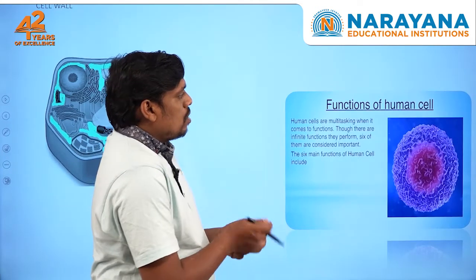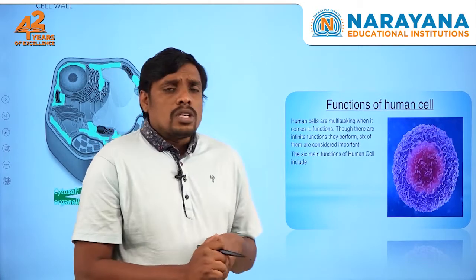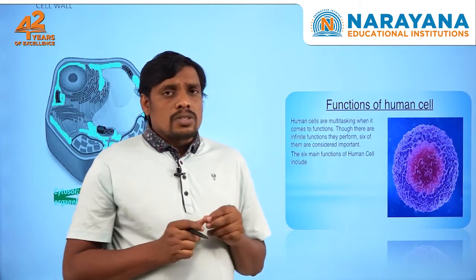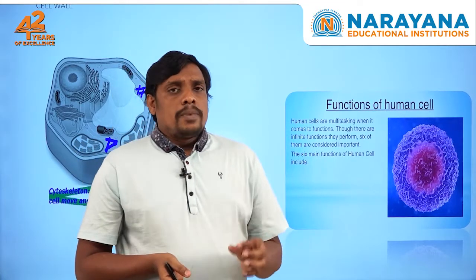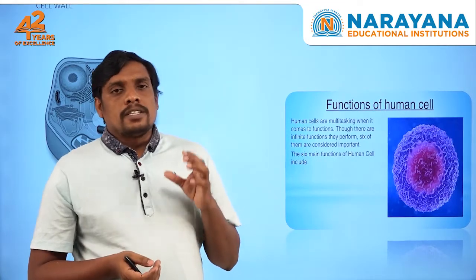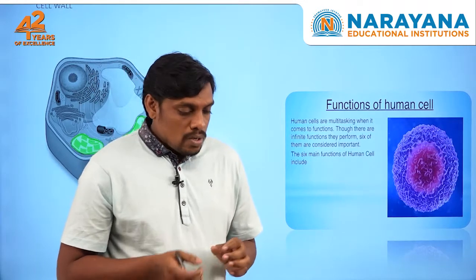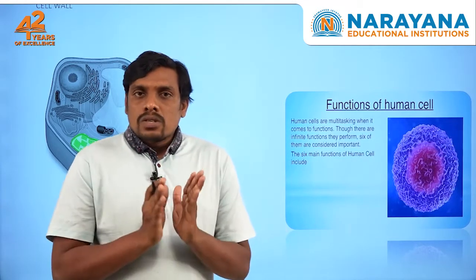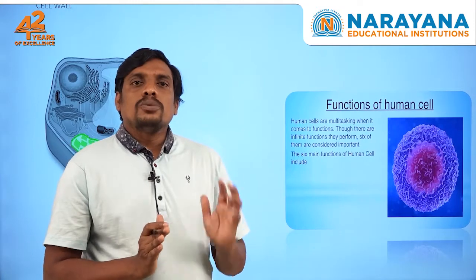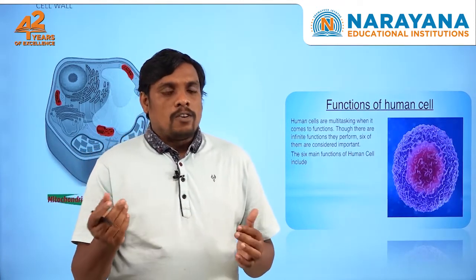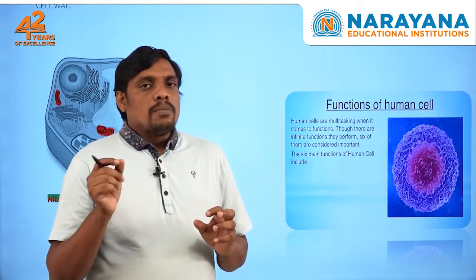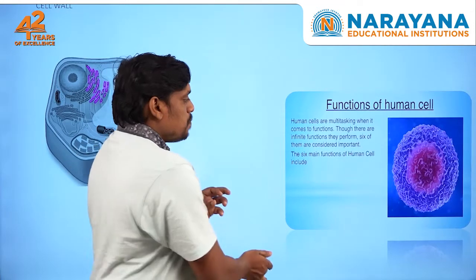If we take human cells, they do not have any cell wall; only the cell membrane or plasma membrane is present around the human cells. So plant cells do have a cell wall, but human cells or animal cells do not have a cell wall. That is an important point which you have to remember.